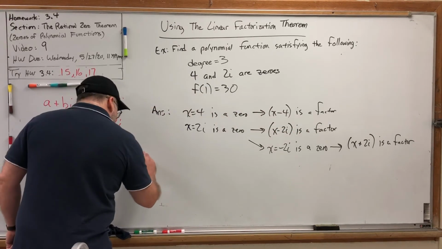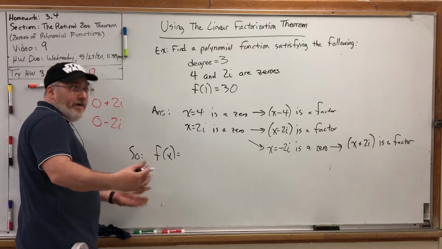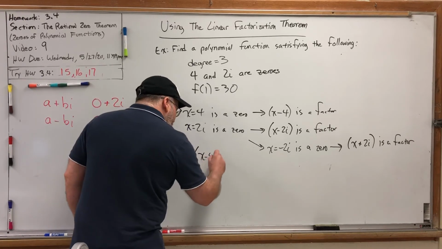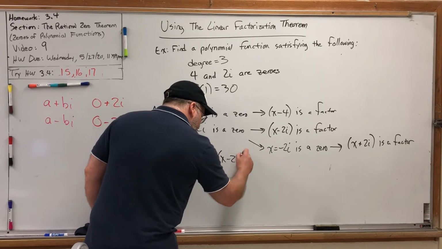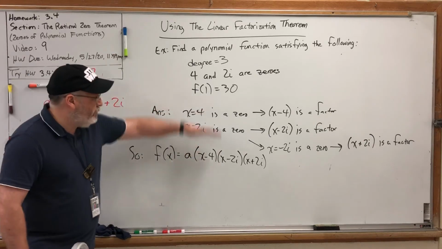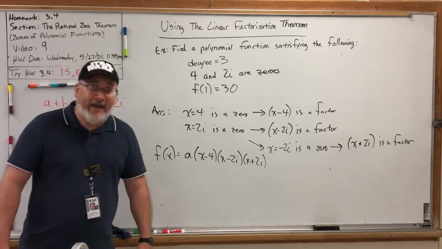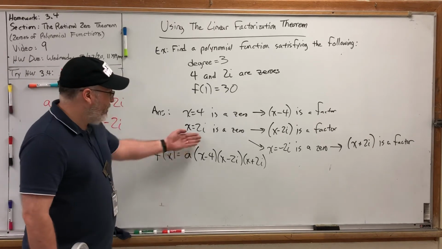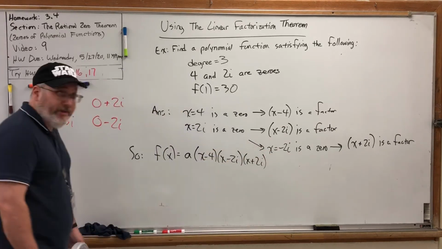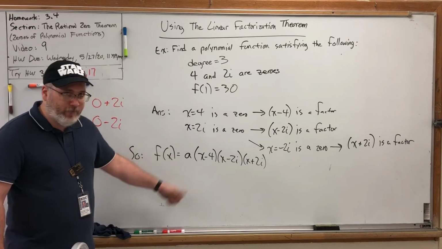So what does this mean? This means that our function has this form, according to the linear factorization theorem: some constant that we don't know yet times the product of the factors. Now I'm about to erase everything here and move this up, because I'm going to need the space. But when you're given zeros, you are given factors. And when you're given a complex zero, you're given another complex zero, and hence another factor. Glue them all together, throw some unknown constant in front, and you've got your function.